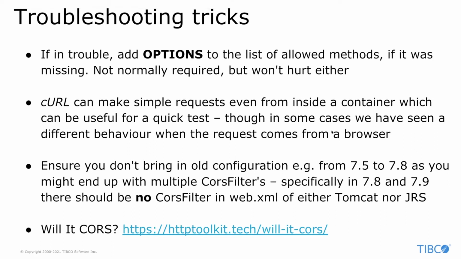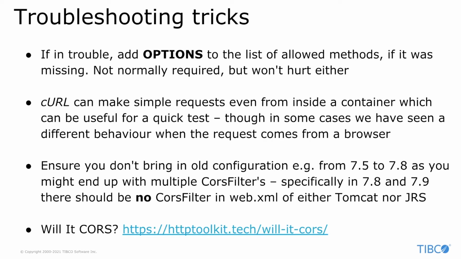So, troubleshooting tricks. If you're in trouble, if things are not working, you can add the OPTIONS method to the list of allowed methods. Now, by default, this is not there, and typically it's not required. In my environment, it's not there, and things just work fine in 7.9. But we've seen in some situations, it's not clear yet, that you need to add that manually, maybe in your Tomcat configuration or Jasper Server Web XML. So just to let you know that this might be necessary.